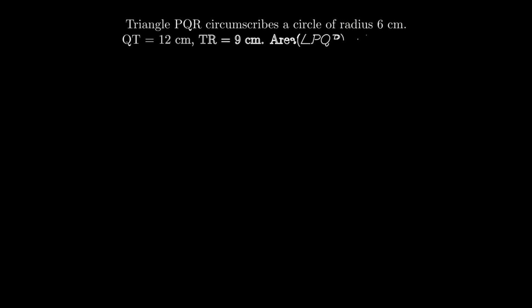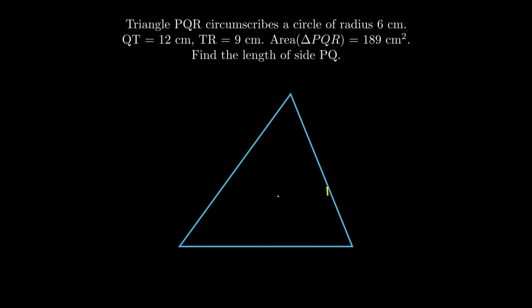Today we have a classic geometry puzzle involving a triangle that circumscribes a circle. Here's what we are given. Triangle PQR wraps perfectly around a circle with a radius of 6 cm. The point of contact T splits the base QR into two segments. One is 12 cm and the other is 9 cm. We also know that the area of the triangle is 189 cm square. The goal is to find the total length of the side PQ.